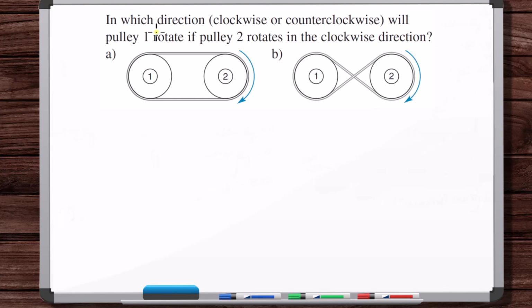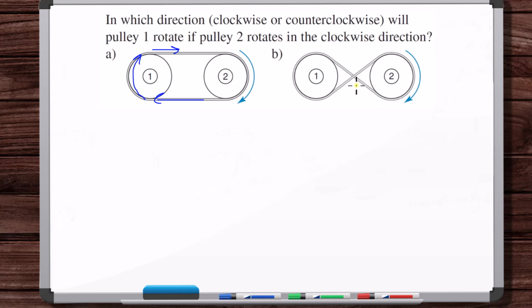All right, in which direction, clockwise or counterclockwise, will pulley 1 rotate if pulley 2 rotates in the clockwise direction? Okay, let's do part A. If pulley 2 rotates in the clockwise direction, then pulley 1 is also going to rotate in the clockwise direction because the belt is moving to the right here. The belt is rotating like this. It's following this path, which means this is rotating clockwise.